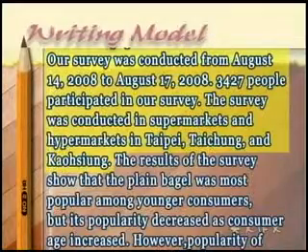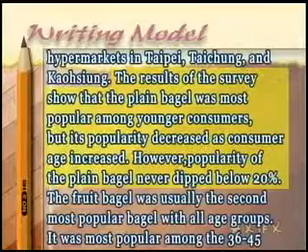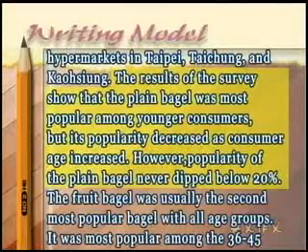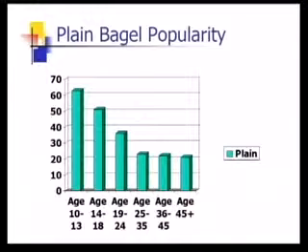Now, our next section provides a written explanation of each set of bars in the graph. And so now these explanations do not just state the figures that you can see in the graph. And so it doesn't say something like the plain bagel was judged most popular by 63% of the 10 to 14 age group, or that it was judged most popular by 51% of the 14 to 18 age group.